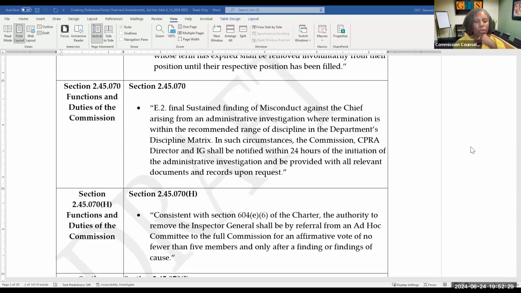Sorry, I'm trying to pull up the enabling ordinance. I think E2 is basically adding number 2 to something. I'm trying to pull that up. One of my notes, when we actually get to that document, is that provision definitely needs to be worked on.